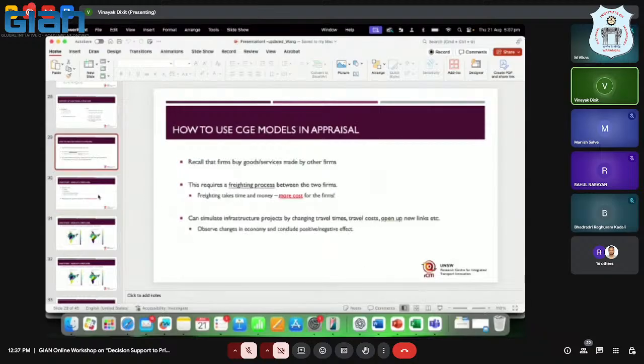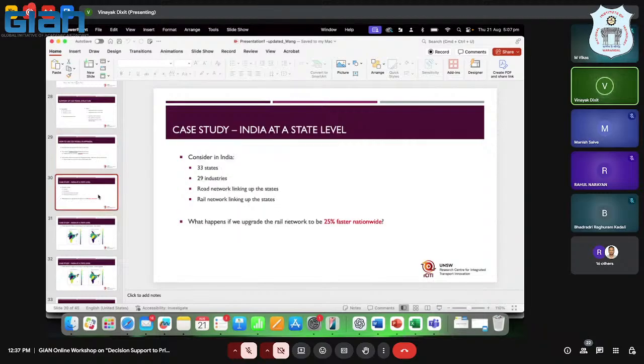If we look at the CGE models, the reason why we are looking at developing CGE models for India is because of Gati Shakti, as well as comprehensive logistics plans which are being developed as part of the smart city program. Logistics cost is a big piece which we are trying to reduce, and freighting takes both time and money. So how can we incorporate that to demonstrate wider economic benefits? That's what it was. We have built the largest CGE model in the world with 33 states, 29 industries.